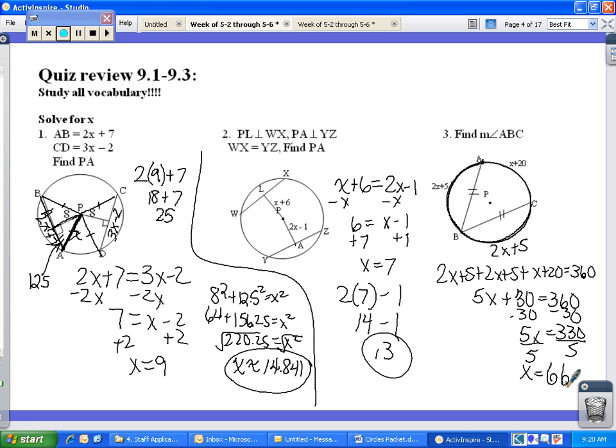So since x is 66, to find the measure of ABC, I'm going to go ahead and plug that back in. So 66 plus 20 is equal to 86, and since this is an inscribed angle because its vertex is on the circle, I know that the angle is half of the arc. So therefore, angle ABC is equal to half of that, which is 43 degrees. Okay. Let's go on to the next problems.